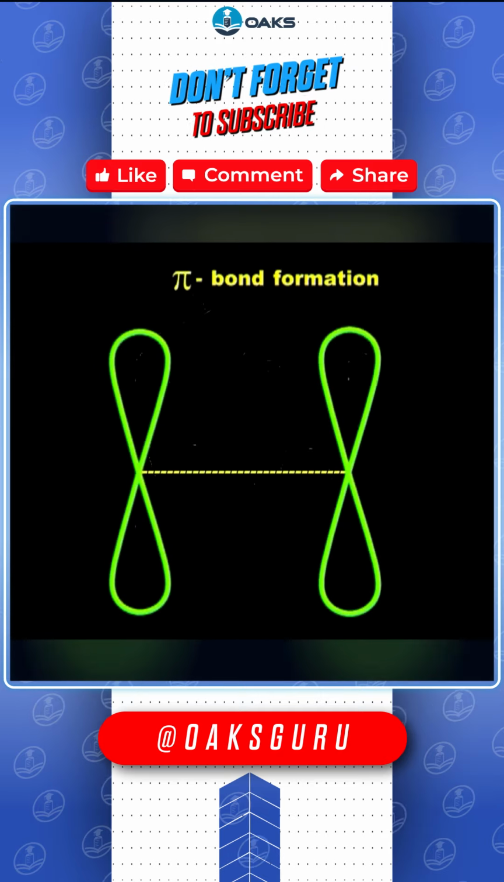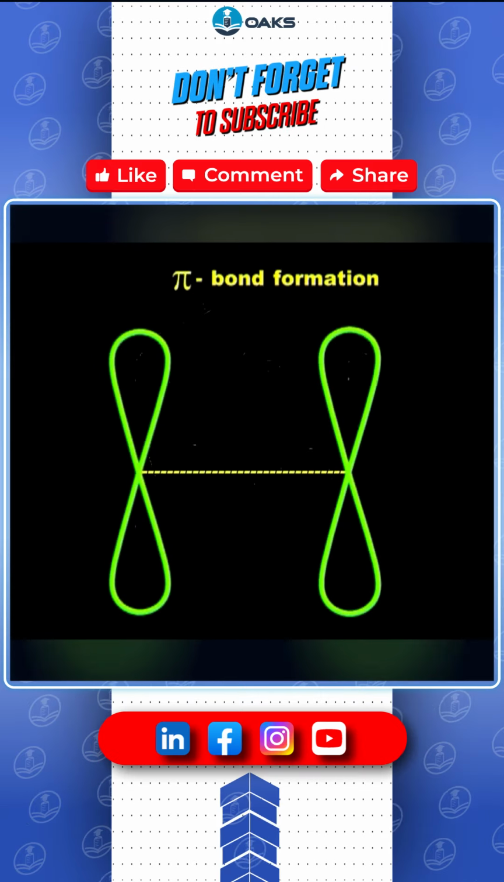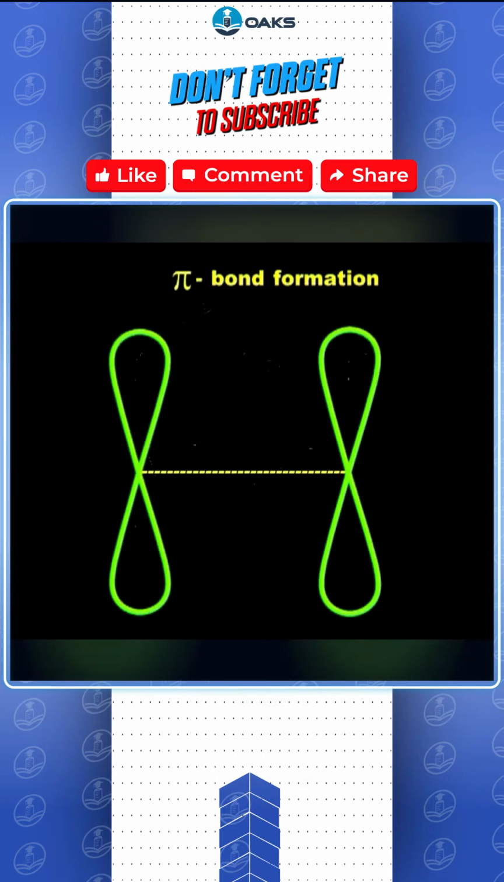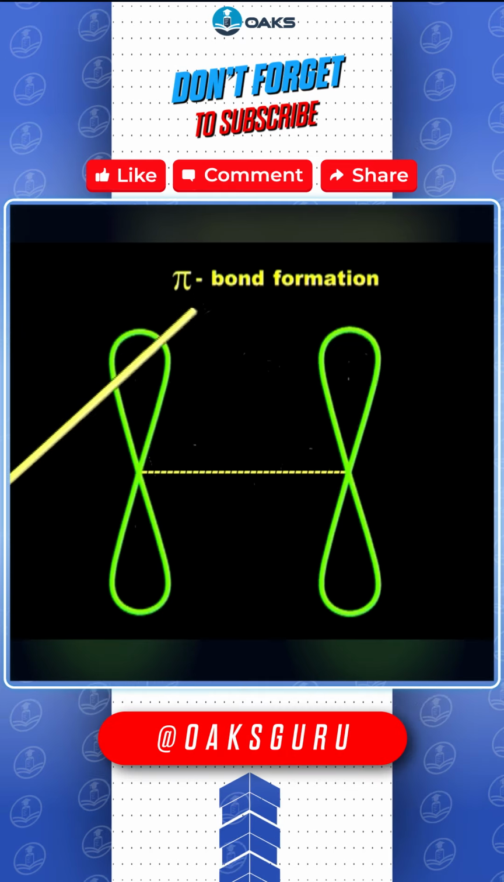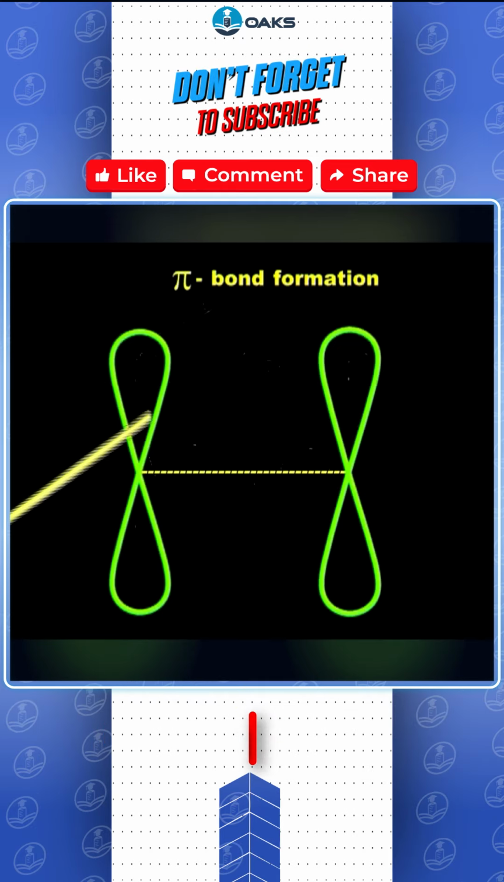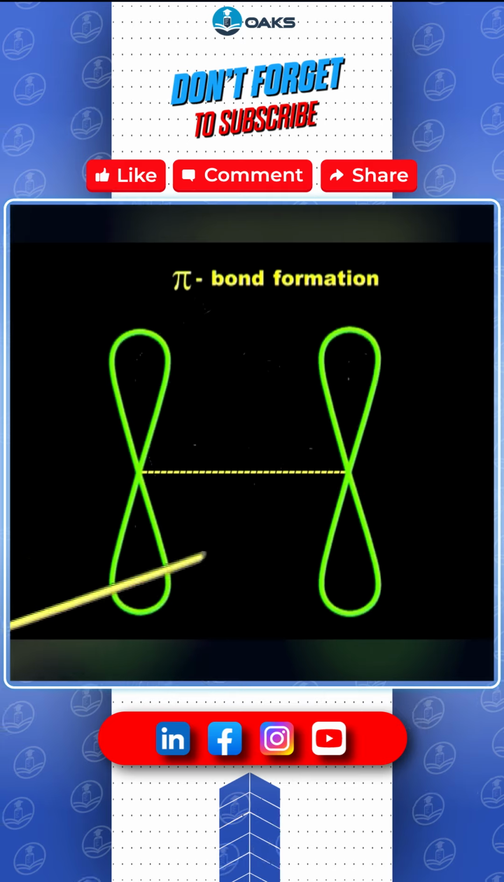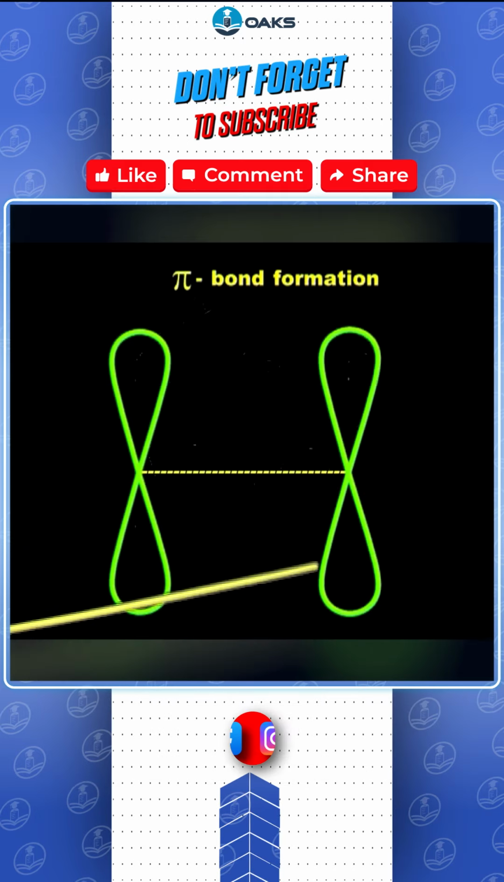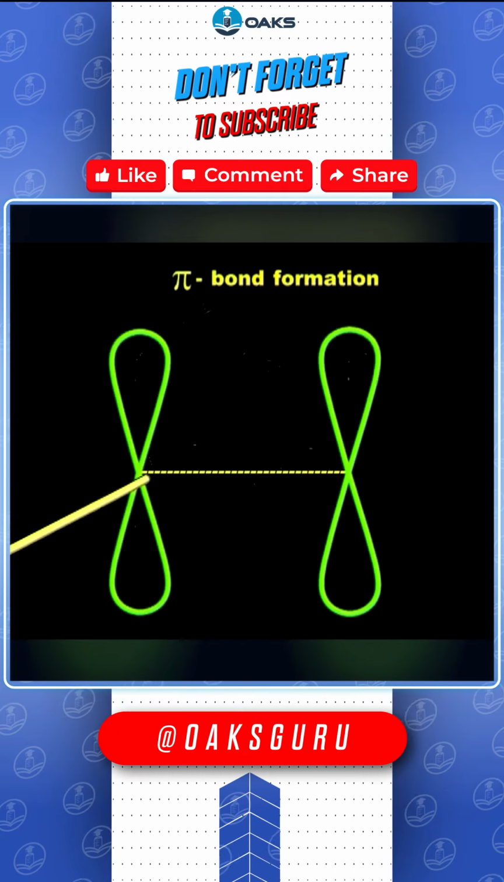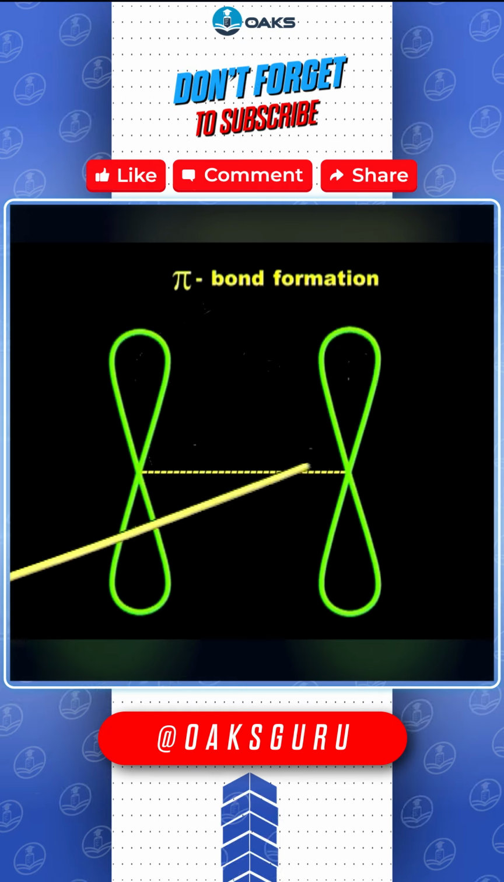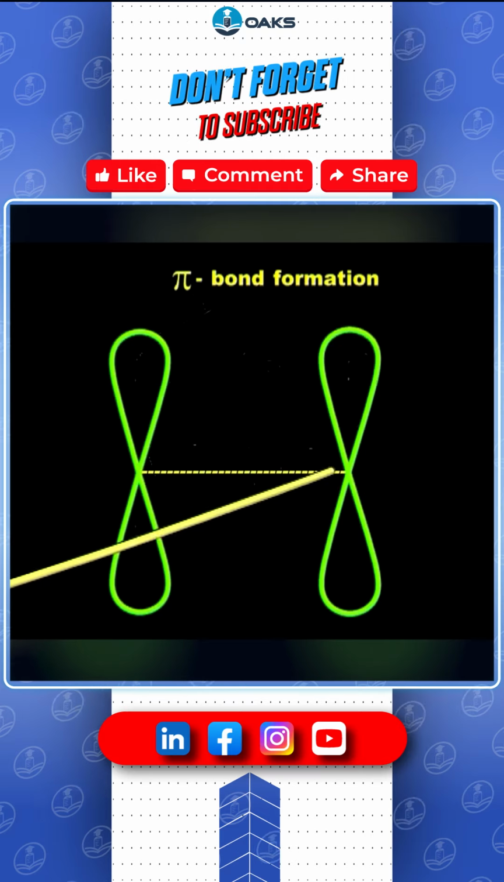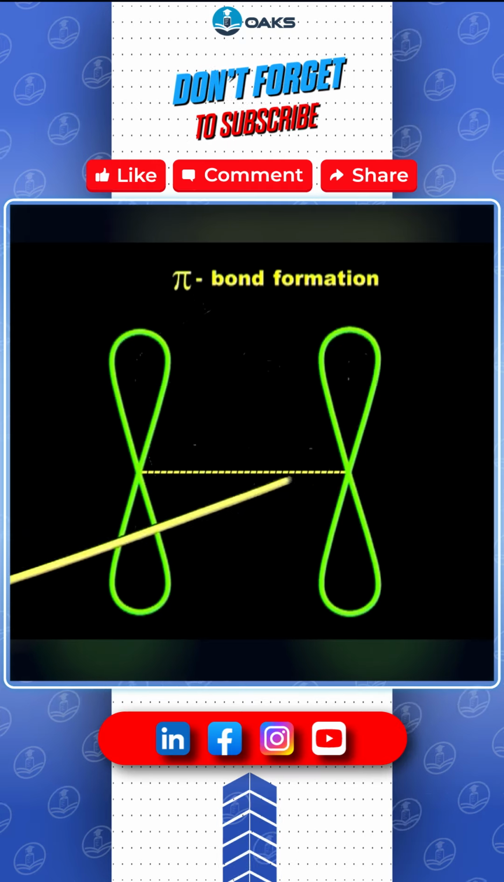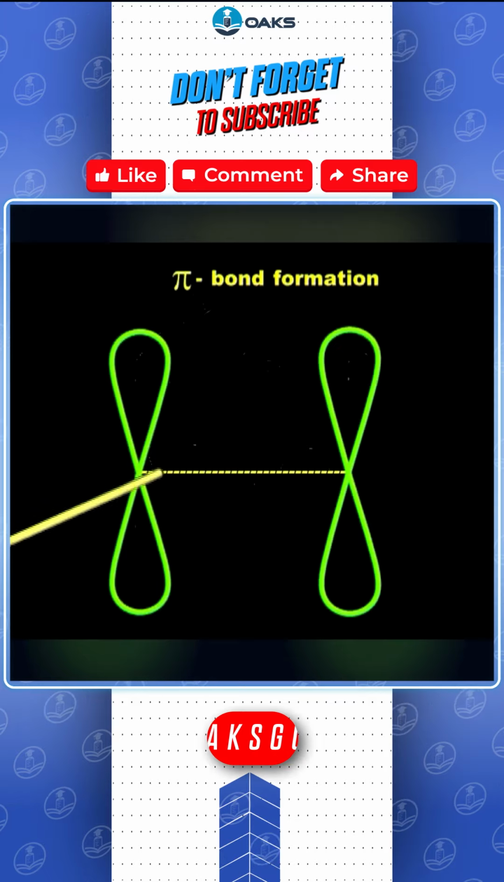P orbitals can form two types of bonds. Out of that, let us discuss the first one, that is the pi bond formation. Here you have one of the p orbitals. Similarly, here there is a second p orbital. If there is a line which joins the two points of the p orbital, which are called the nodes, then the line becomes the internuclear axis.